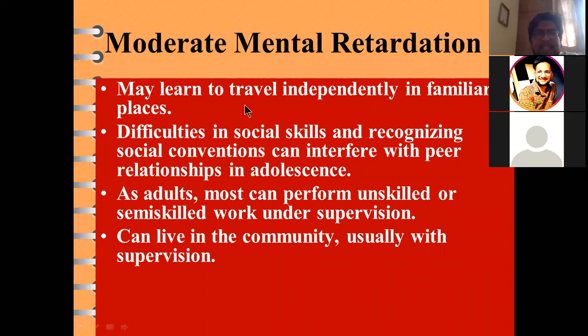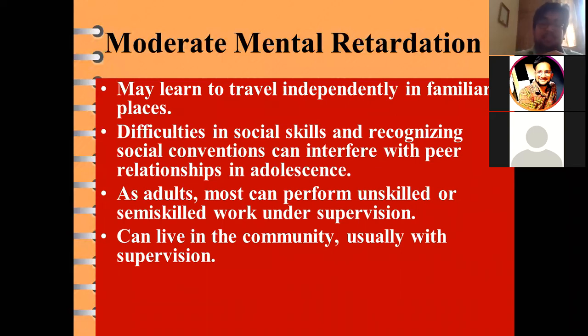They learn to travel independently to familiar places, places they know very well, like going to the shop near the house. They can go to a temple they have already gone to. They can do these activities very easily. They have difficulty in social skills, like communicating with others and writing letters. Like nowadays, chatting, these things they cannot do. They cannot maintain eye contact. And they cannot maintain peer relationships. With normal children of their age, they cannot maintain a good relationship.